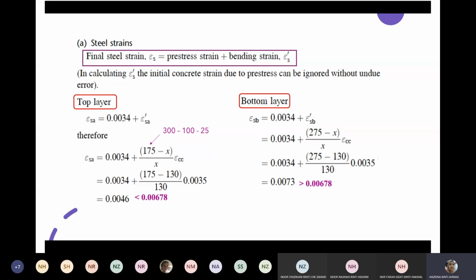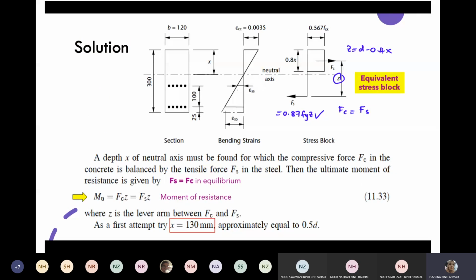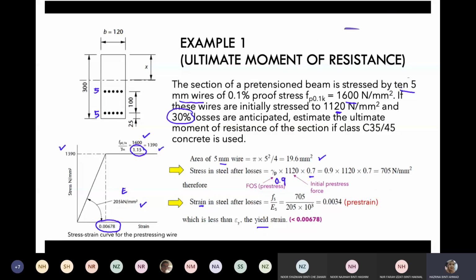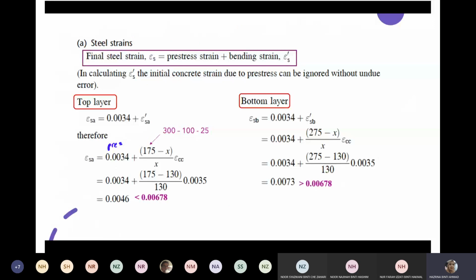Okay, so you can see here, we have the first top layer, where we are considering this equation of the pre-stress strain. This is the pre-strain that we have already calculated earlier, if we look back to the previous slides, which is the pre-strain value of 0.0034. We are going to use the similar value for the strain after losses. So 0.0034 plus 175 minus x.